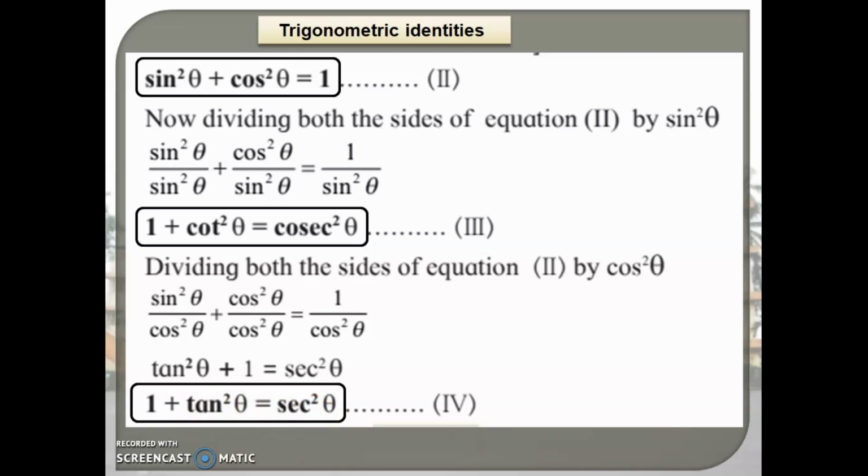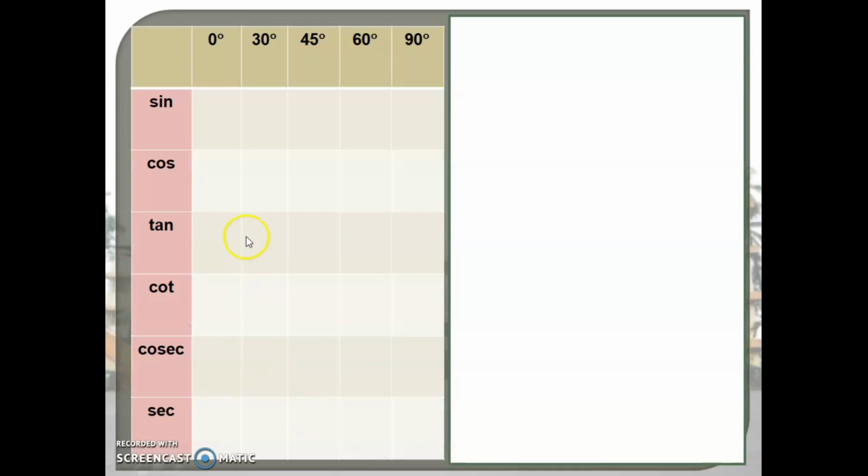Now further we have the trigonometric table. We have the trigonometric table of 6 trigonometric ratios: sine, cos, tan, cot, cosec and sec. And we have to remember these values only for these 5 angles: 0 degree, 30 degree, 45 degree, 60 degree and 90 degree. So for all the 5 angles, first we'll see how we get the sine values. So for sine values, we have 5 angles: 0, 30 degree, 45 degree, 60 degree and 90 degree.